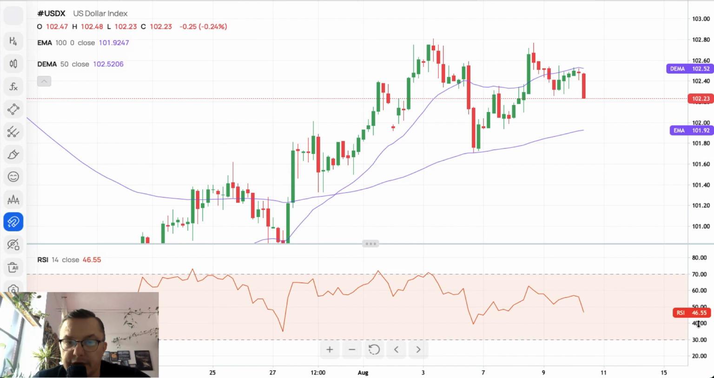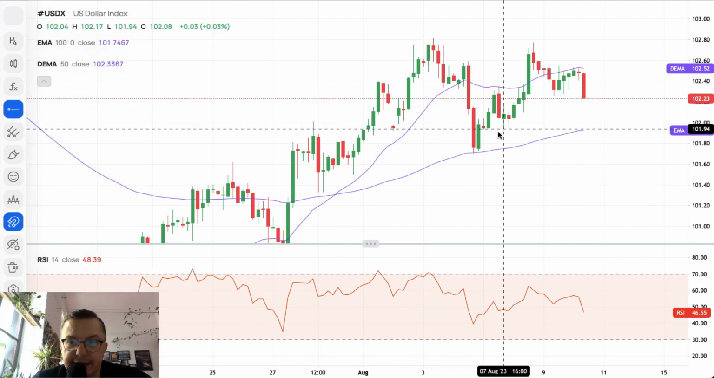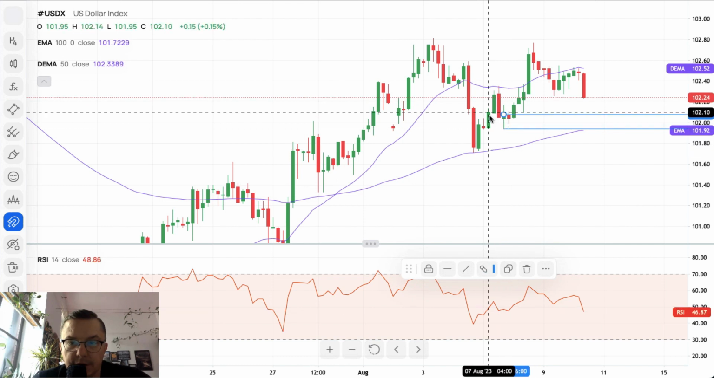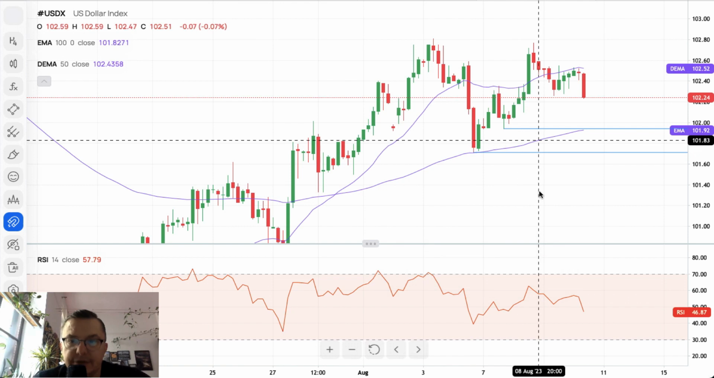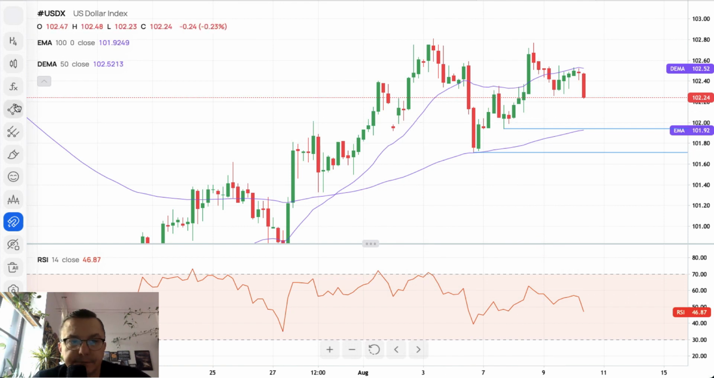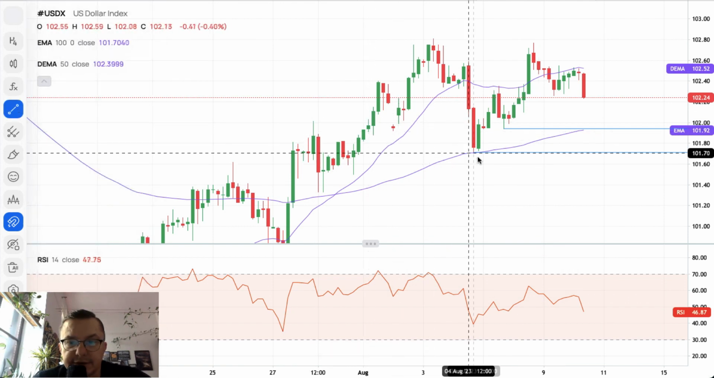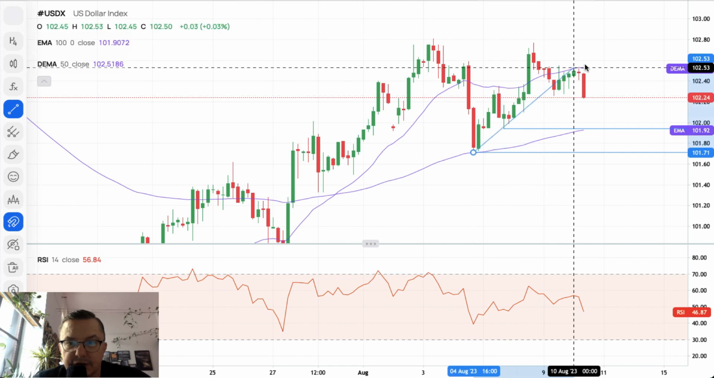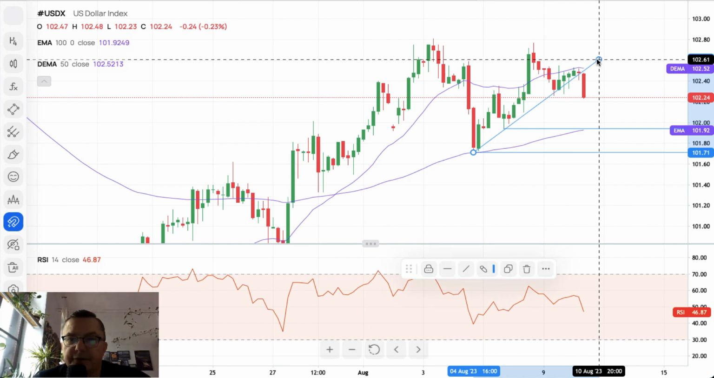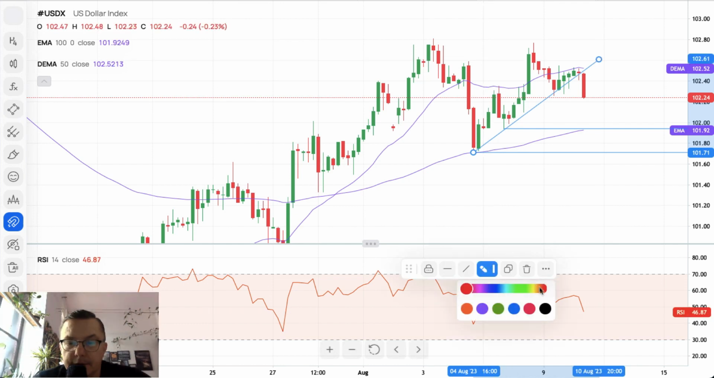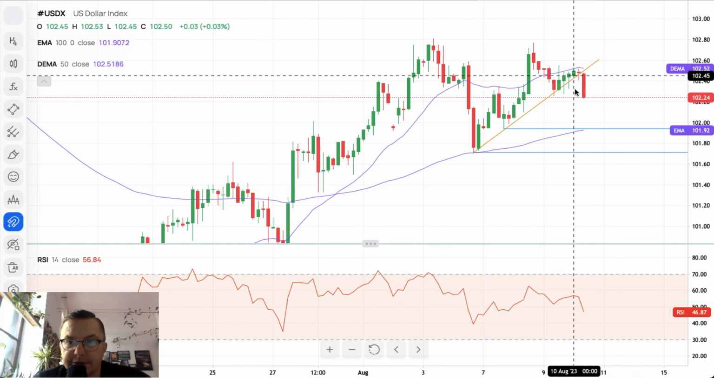We are already below the level of 50 on the RSI, at 46.55, and eventually the next target might be 101.94 or even the local low at 101.71. We broke below this trend line, as you can see. This is the short-term trend line. It's maybe not perfect, but it's still there. And there you go, we broke below this trend line.